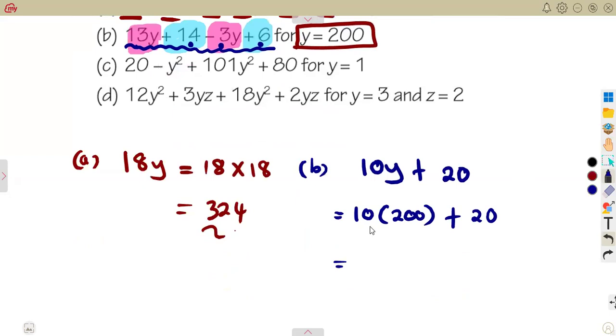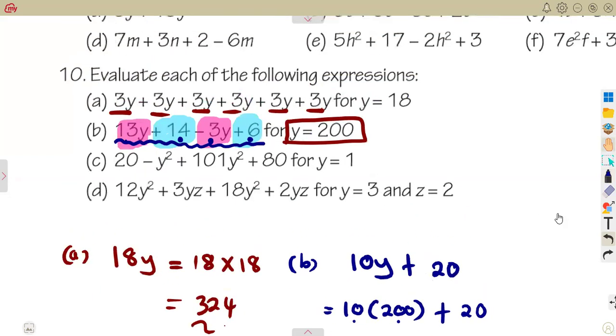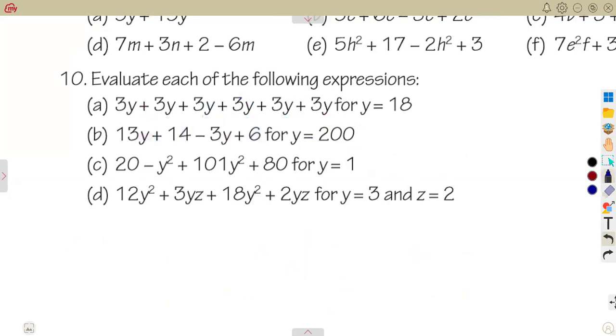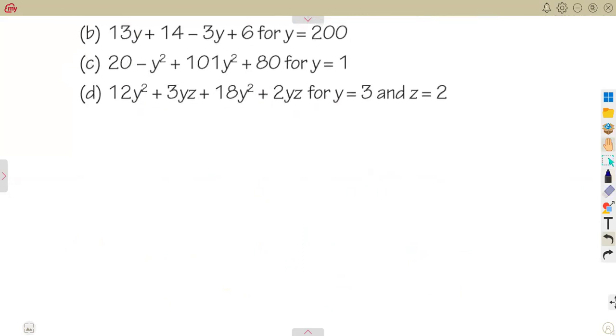So that is it, guys. 10 times 200, that was going to be 2000 plus a 20, and that was going to be 2020 if you add these two. All right, so that is how our questions might be given. The same part on C, supposed to do the same thing.